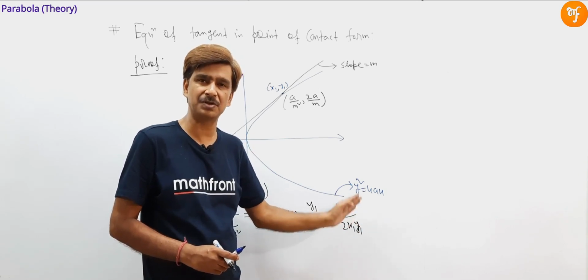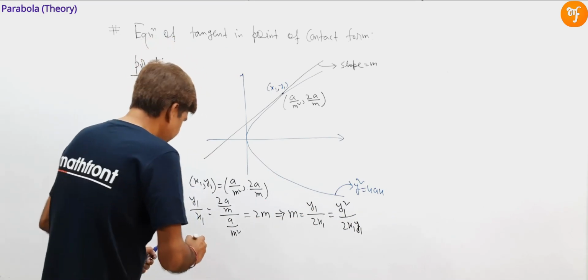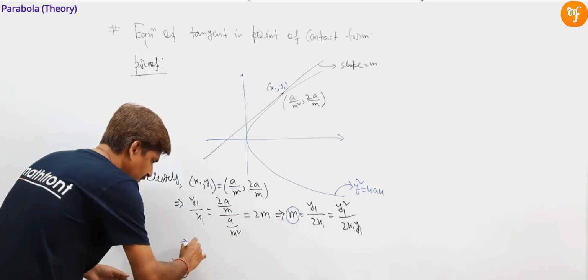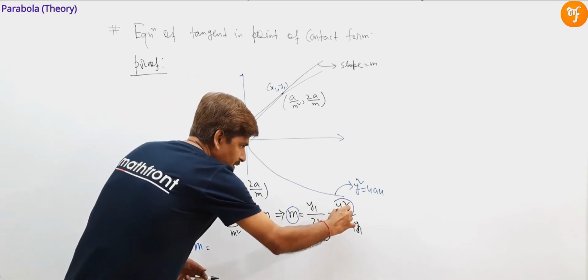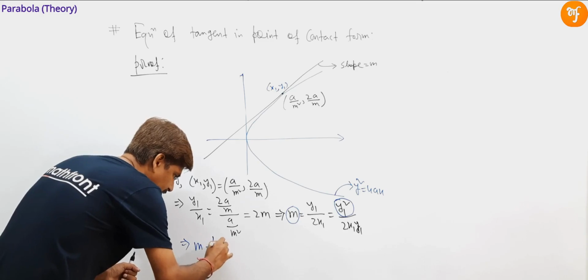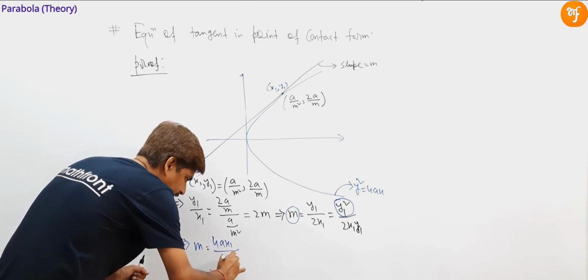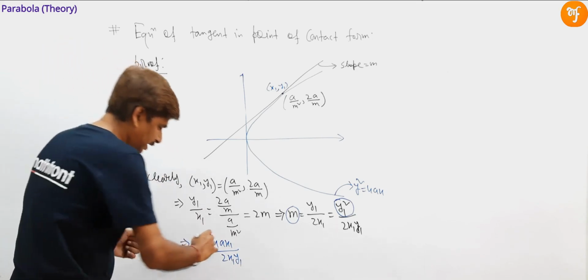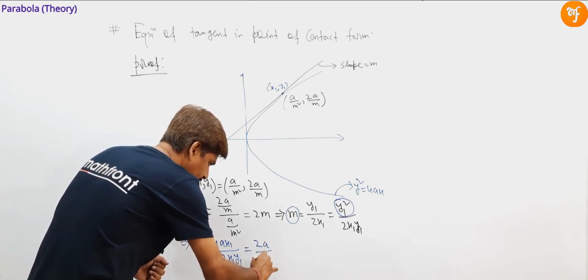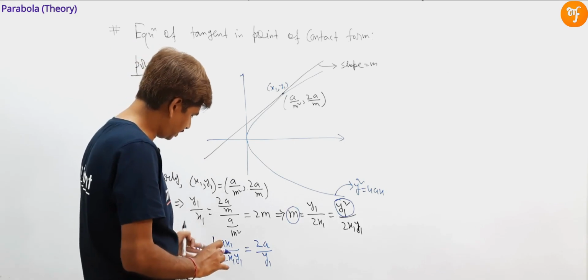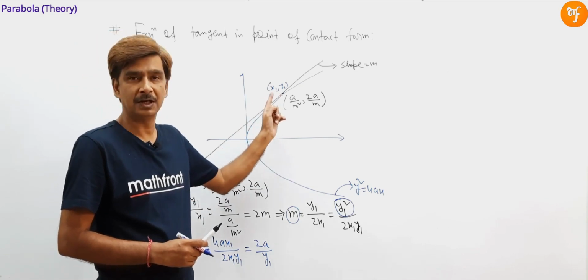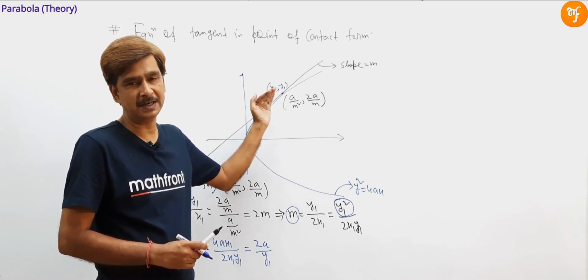So we can say y1 square is equal to 4ax1. So what we can write? We can write the slope m is equal to, instead of y1 square, we just write 4ax1. So this is 4ax1 divided by 2x1 y1. Okay. So what is m? m will be 2a divided by y1. So we get the value of m is 2a by y1. So the slope of the tangent drawn at the point x1 comma y1 can be written as 2a by y1.